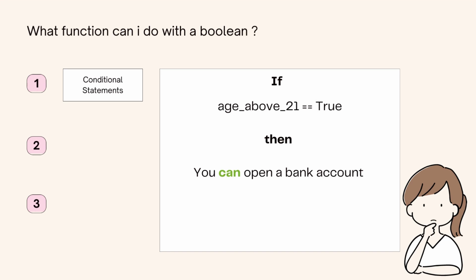This condition of if age above 21 equal true, so we are comparing that this function of is age above 21 is equal to the Boolean true, then you can open a bank account. Similarly, in this case, I say if the age above 21 is equal to false, so no, this person is not above 21, then the function will say no, you cannot open a bank account because you're underage.